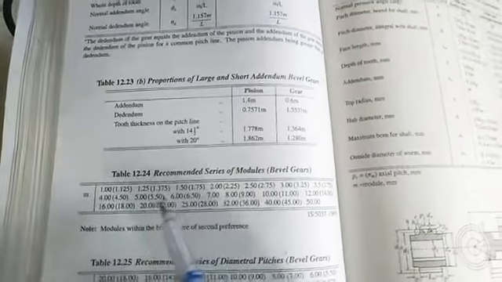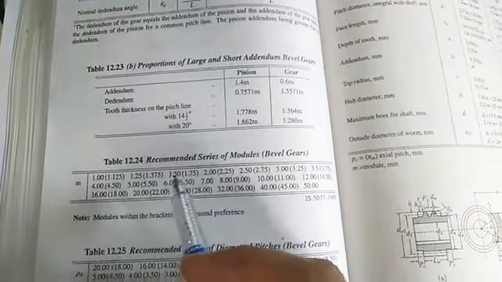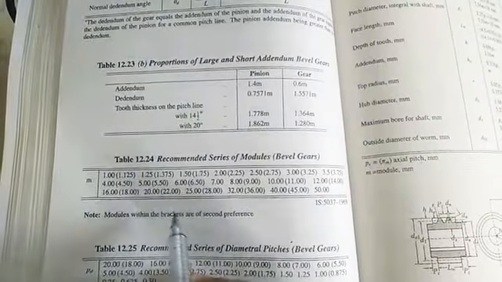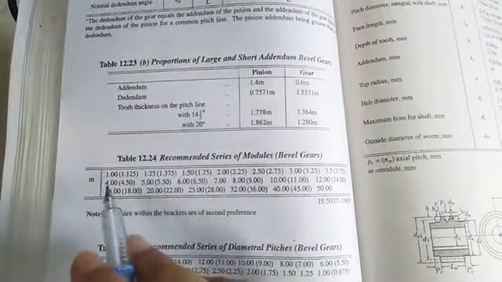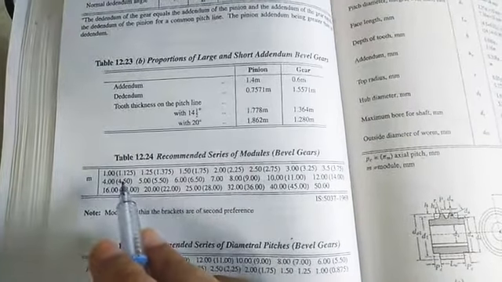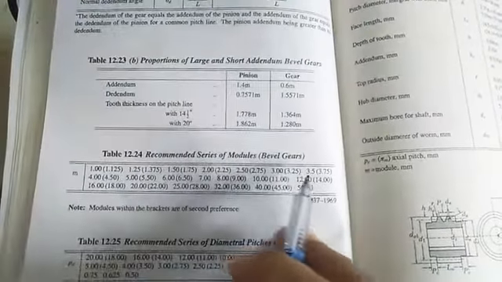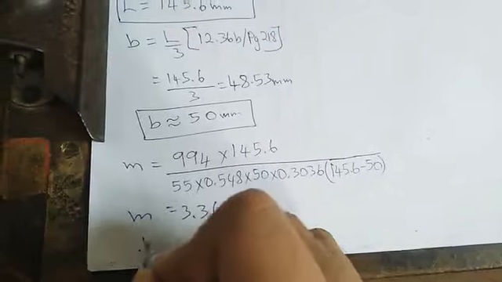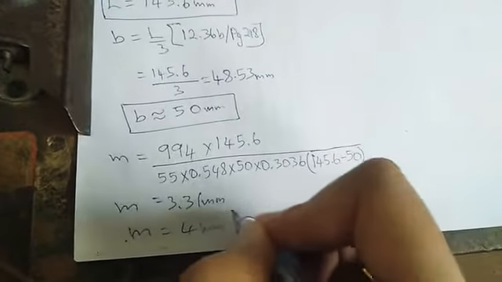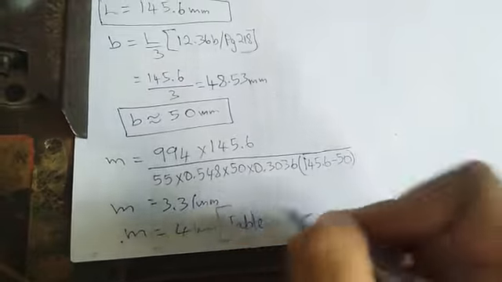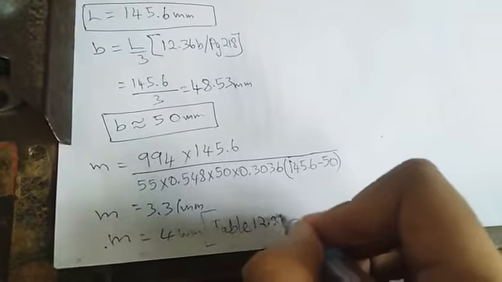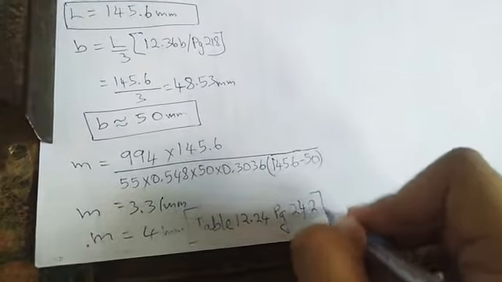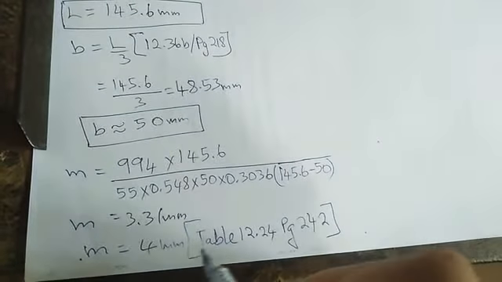In the problem, I have got the value of module as 3.31 mm, so I will consider the standard value as 4 mm. Note that modules within the brackets are of second preference; if this is first preference, then the value in brackets is second preference. So here I will consider the value 4 as my standard module. M is equal to 4 mm from table 12.24, page number 242. This is the value of my module now.